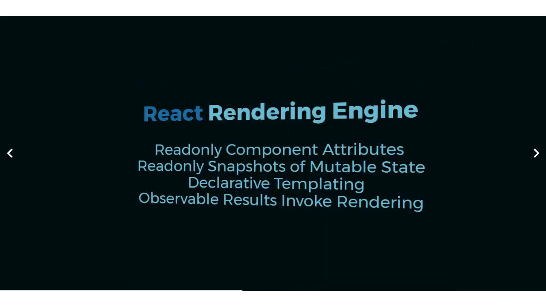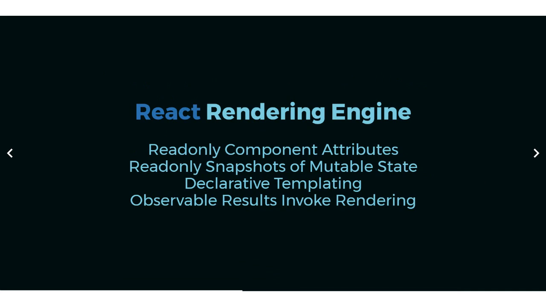So now that we have all the observables and observable stream composition out of the way, we want to use React as a monadic rendering engine that will render some view components to the browser based on observable components. React itself uses read-only component attributes and read-only snapshots of the mutable state to perform a declarative template rendering. And this declarative template is essentially HTML that we can inject our own observable values into, based on the current snapshot of that state. And we use our observable results, any number of observable results that we have composed, to invoke this rendering.